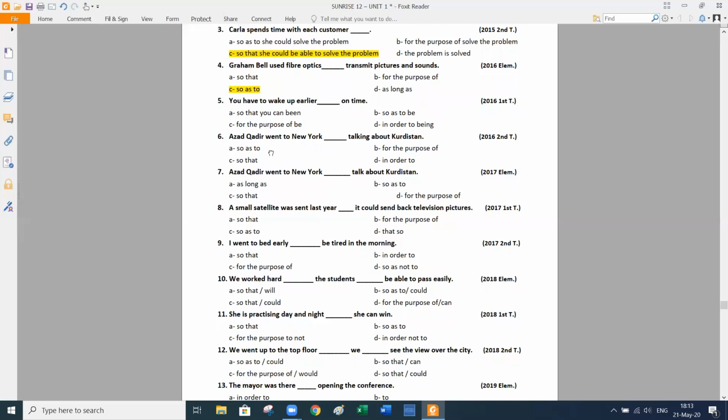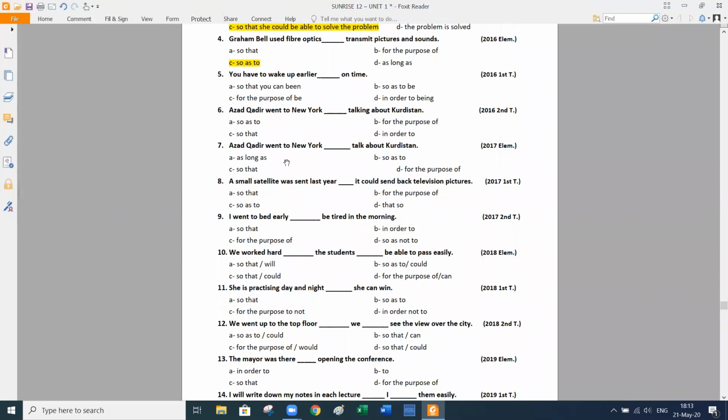Our answer is C. And number 5, you have to wake up earlier blank on time. So that you can be on time would be possible. Be, because we need verb 1 after this structure, so that you can be. But being is verb 3, so that's wrong.